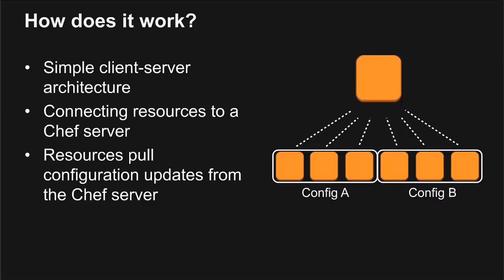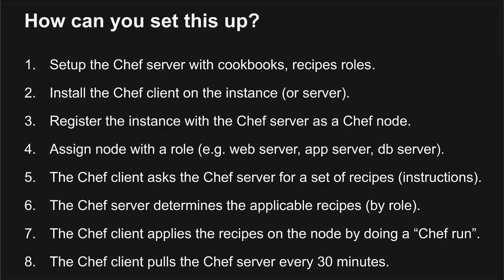The way that it typically works, if you're just using regular Chef Automate, is a simple client-server architecture. You're connecting your instances to a Chef server. They pull configuration updates from that Chef server. If you were going to set this up manually, you'd have to install the Chef server with your cookbooks and recipes. You'd have to install the Chef client on your instances. You'd have to register the instance with the Chef server as a Chef node. You'd have to assign that node a role. So, for example, is it a web server, app server, database server?